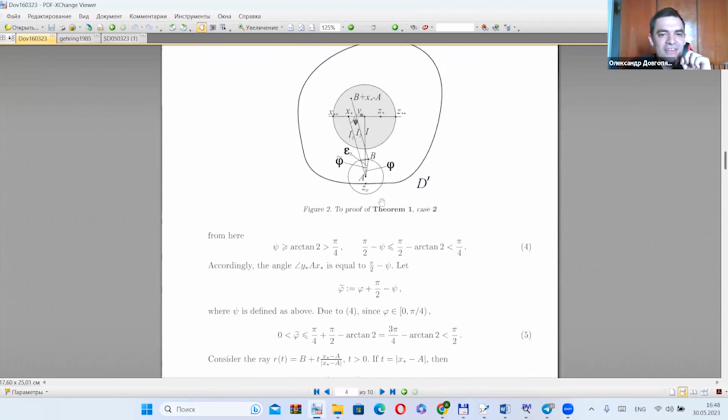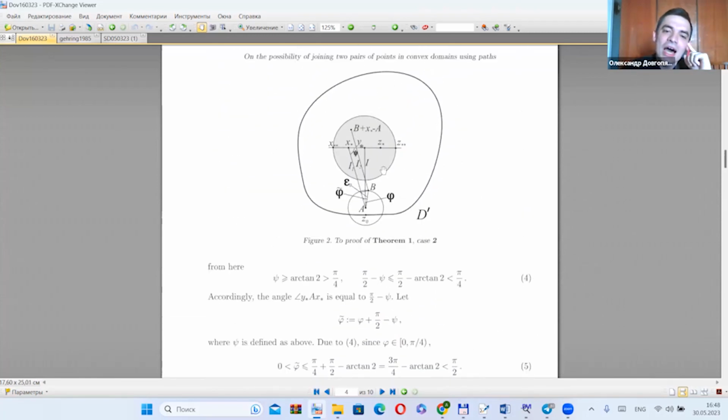I'm so sorry, I forgot to say one important thing. In this case, we denote C as point X star and D as the end of this segment. We can do it because the end of this segment belongs to this ball too. We can show it by the triangle inequality.